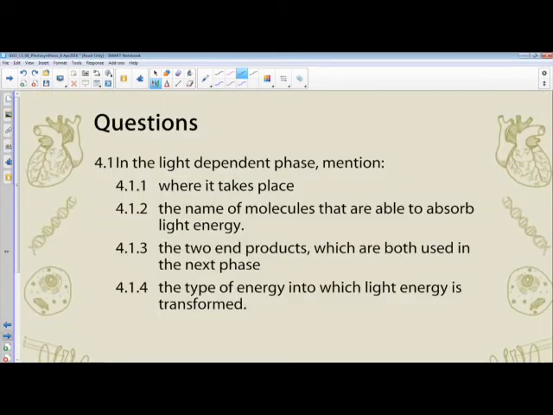So guys, I'm going to read through these questions. I'm going to scroll through them, and then I'm going to give you about 3 minutes to work through these, and then we get back and we're going to work through some of these solutions. So let's look at the questions. 4.1.1. In the light dependent phase, mention where it takes place.